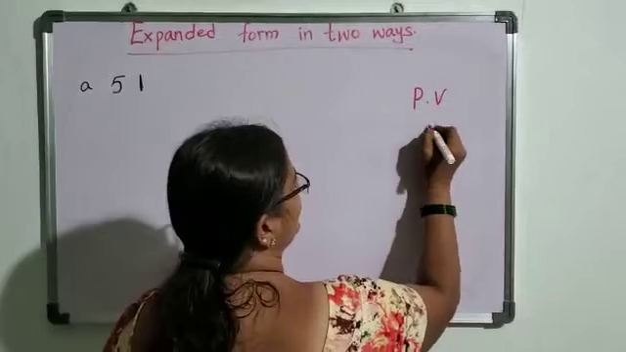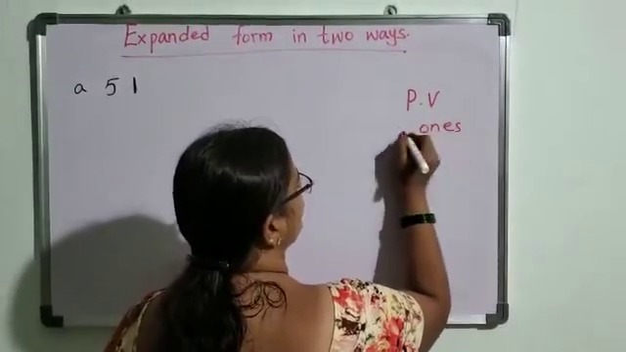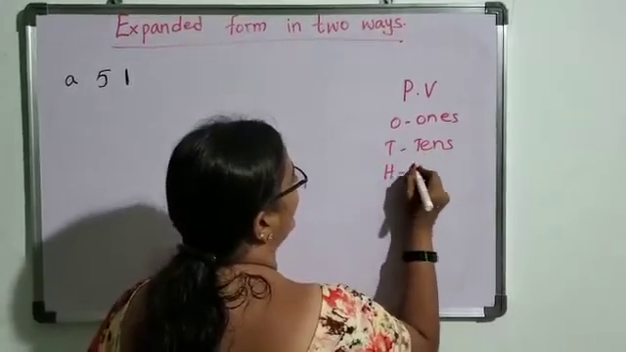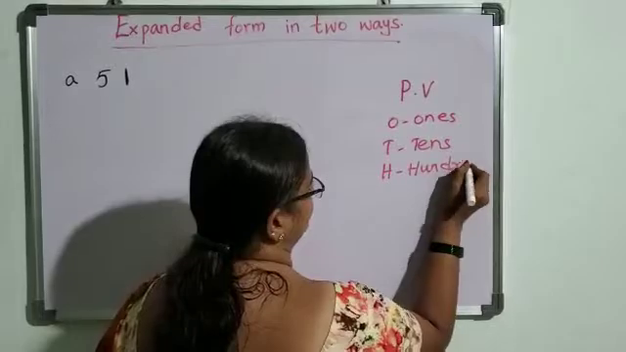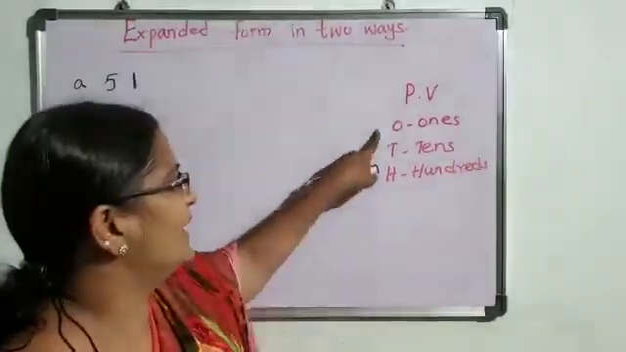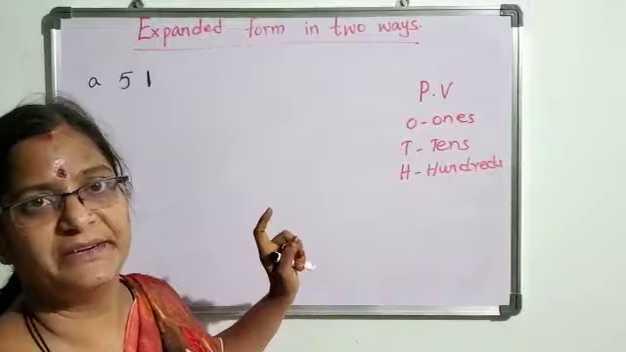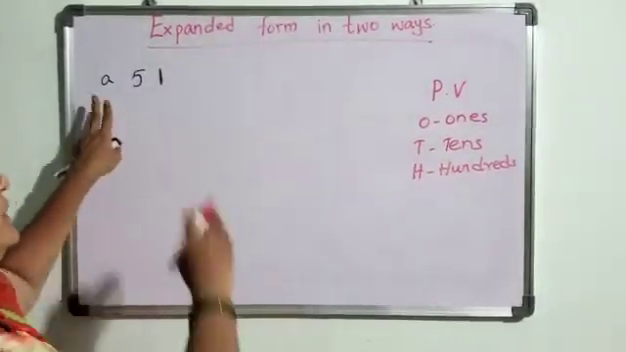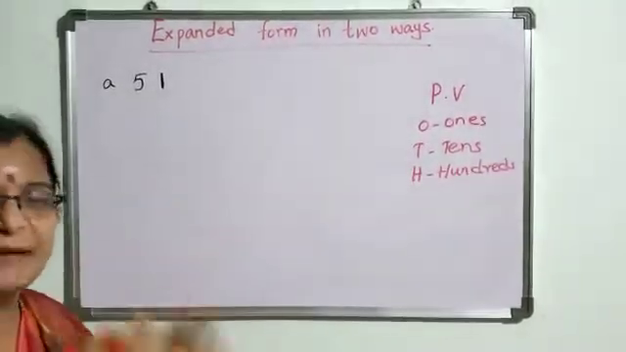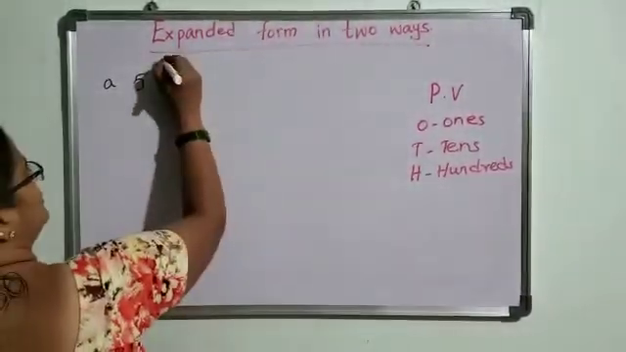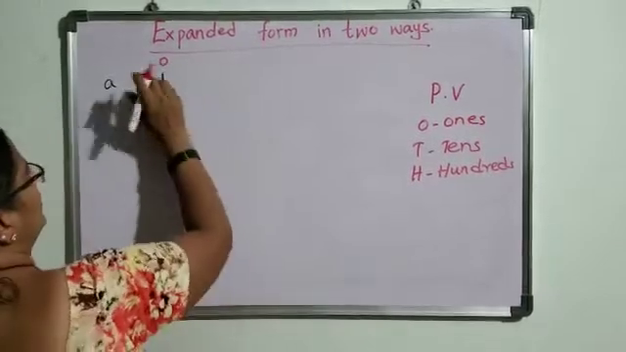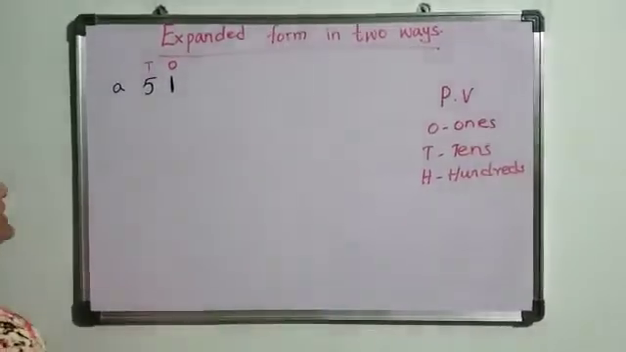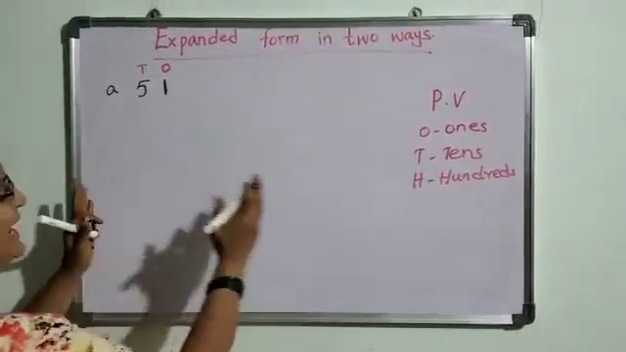PV, place value, that is ones, tens and hundreds. If you know this one only, you can write that. Now, first here, you should know the place value, which number is in which place. So, what you should do, here you should write the place value. Ones, tens. Okay.